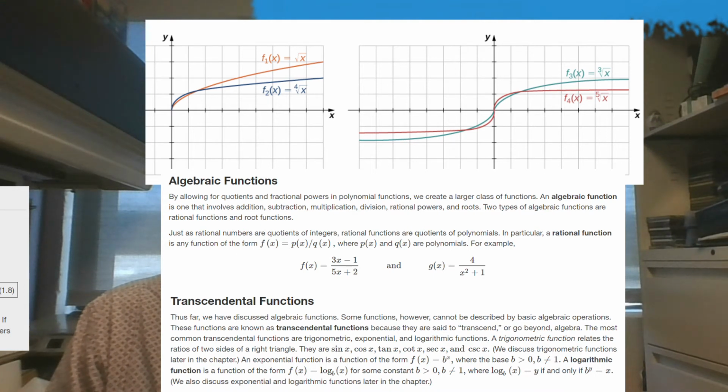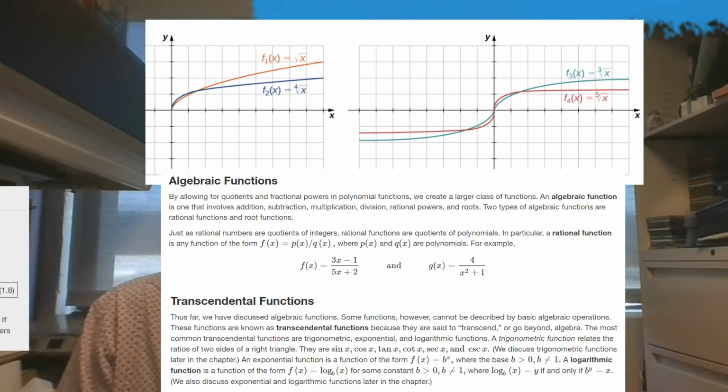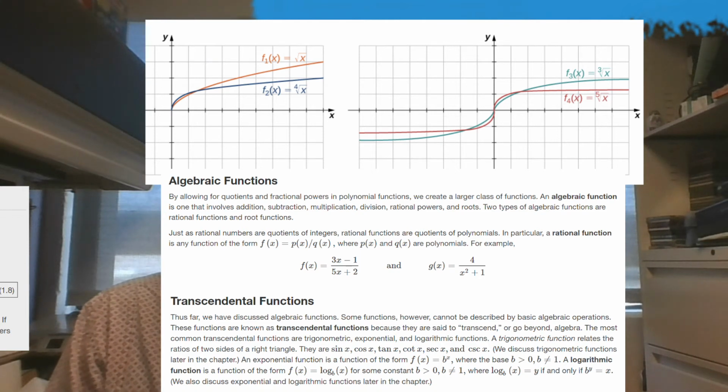So algebraic functions, we want to think of those as functions where you have the fractional, or when you have your variable and you're adding, subtracting, multiplying, dividing, taking roots, or anything like that. Those are all algebraic functions. When you go beyond that, looking at logarithms, trig functions, they become transcendental functions.